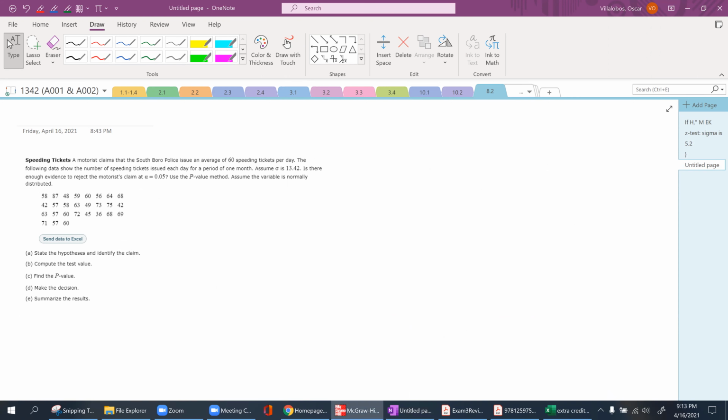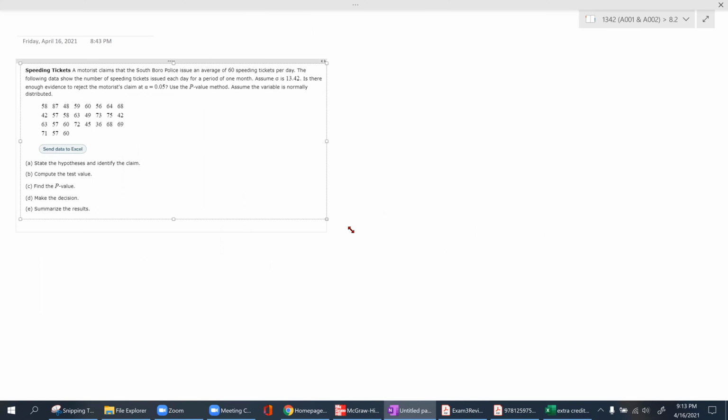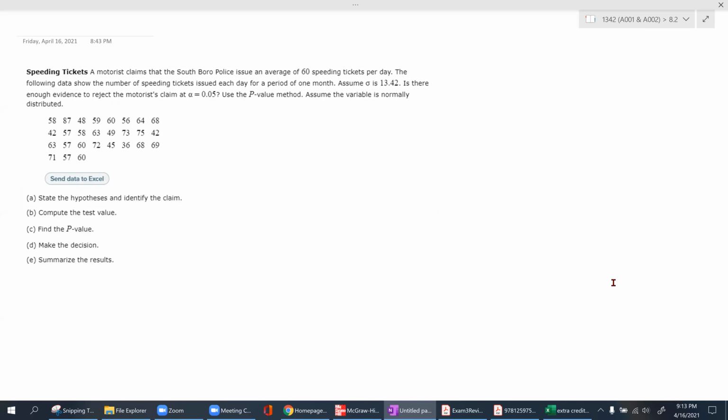Last but not least, speeding tickets. I'm going to let you write that down. What can we derive from this? I get my sigma, 13.42. And one thing we also want to include now is my alpha.